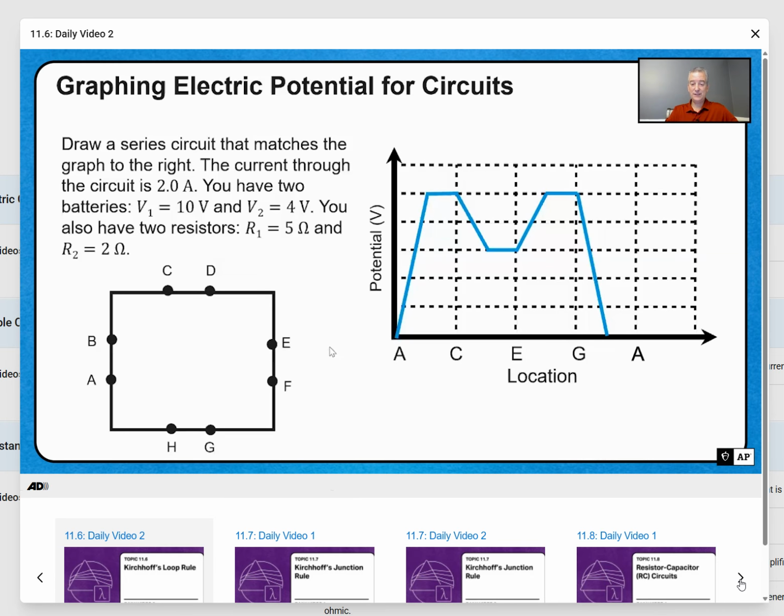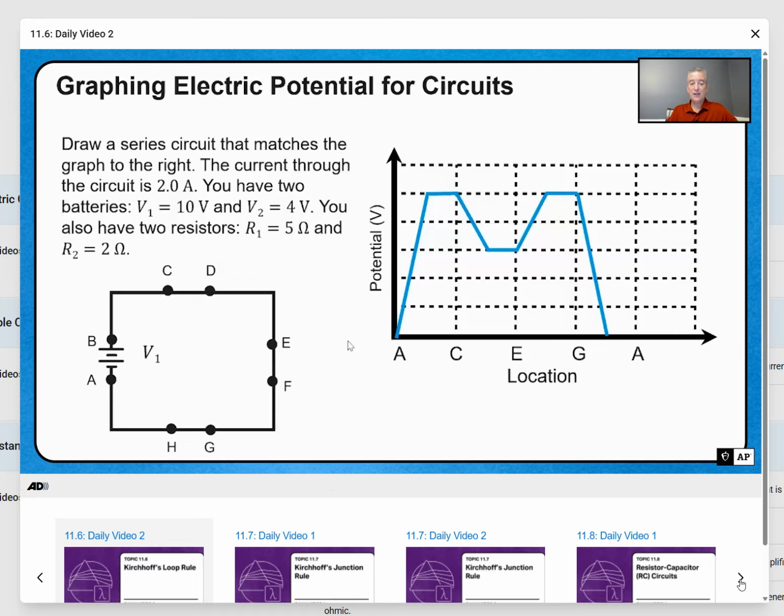So let's start at position A. If you note, according to the graph, as we go from A to B, it is a potential gain. So it would seem to make sense that we're going to use one of our batteries in this case, whether it's V1 or V2. Since the potential gain from A to B is much larger than any other potential gain in the graph, we're going to assume that from A to B we're going to put V1, which is 10 volts. As we go from B to C, it's an ideal wire, so there'll be no change in our electric potential.